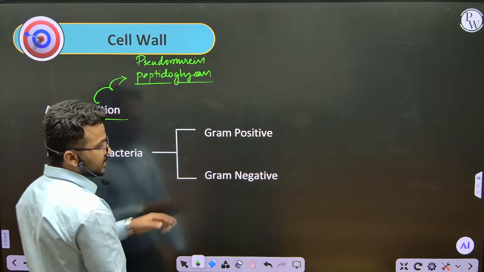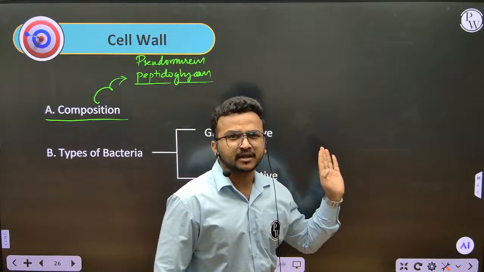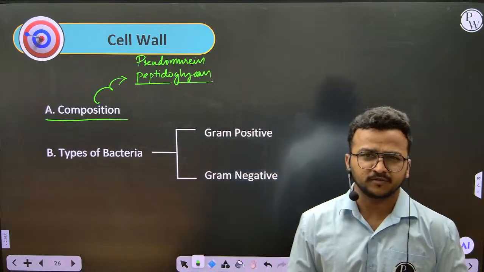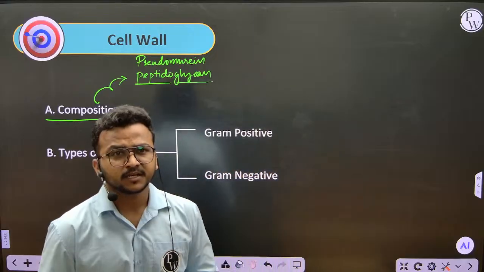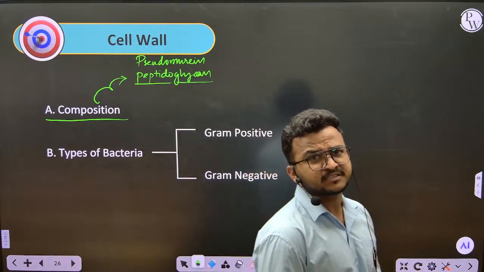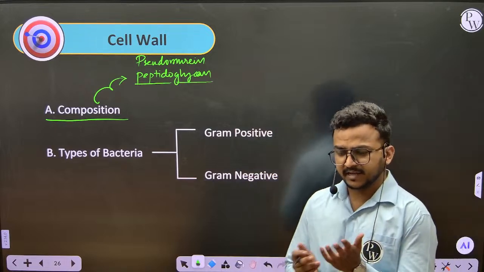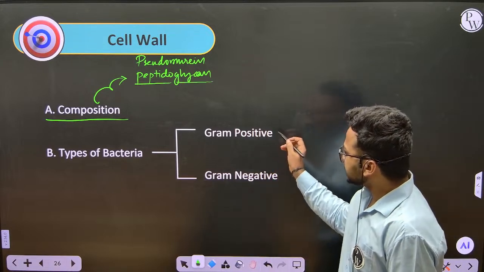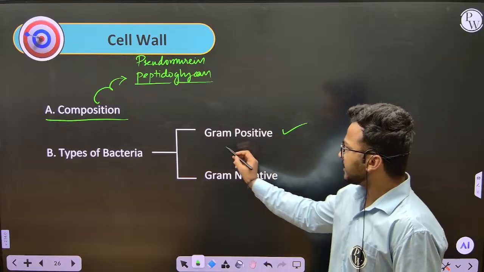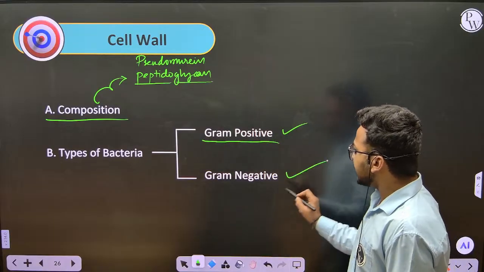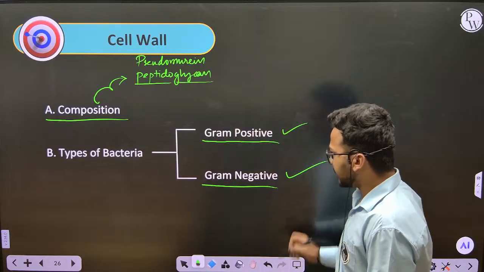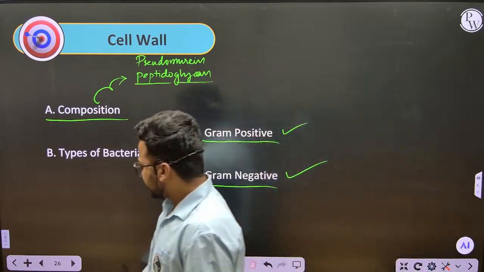And we have seen gram positive and gram negative bacteria based on the staining procedure, which was given by Christian Gram, and the stain used is crystal violet. The bacteria which retain the stain, we call gram positive bacteria. The bacteria which do not retain the stain, we call gram negative bacteria. In the last session we discussed this.